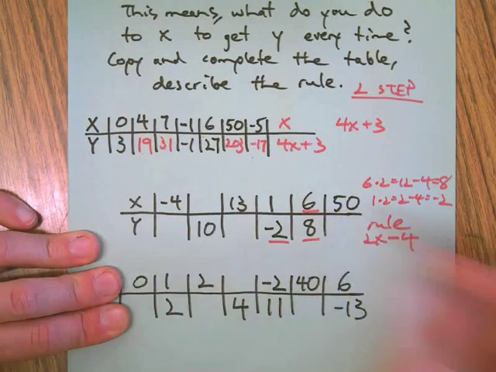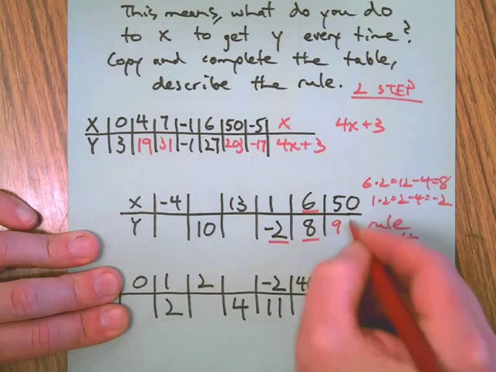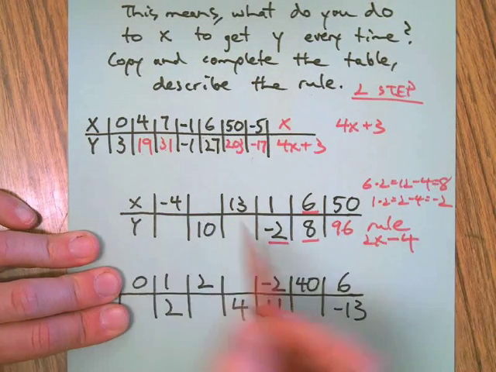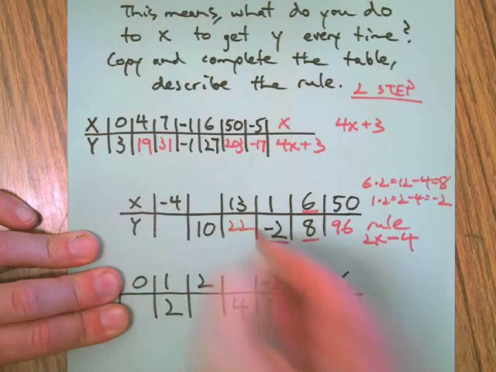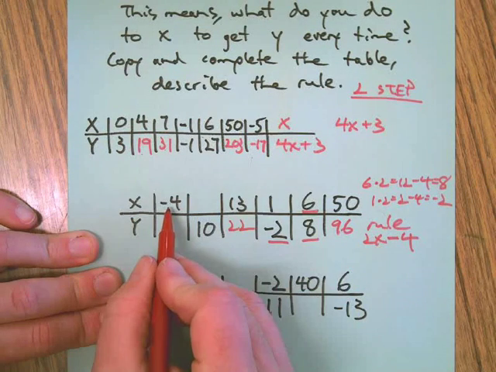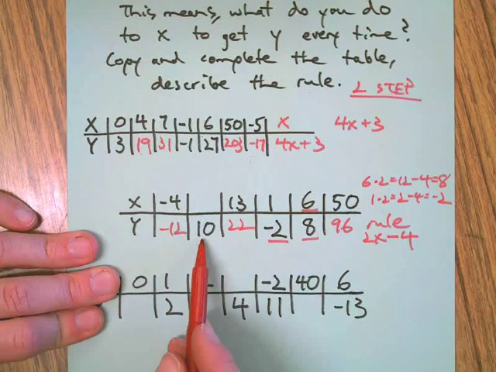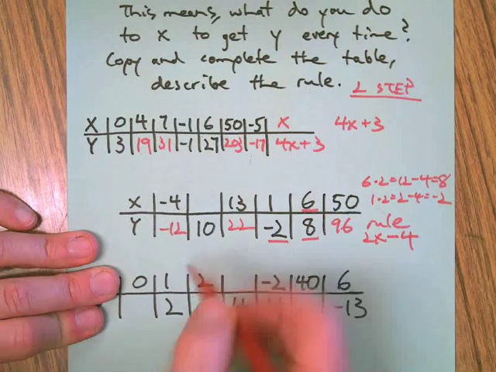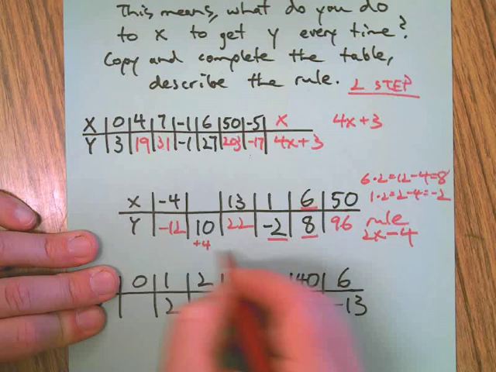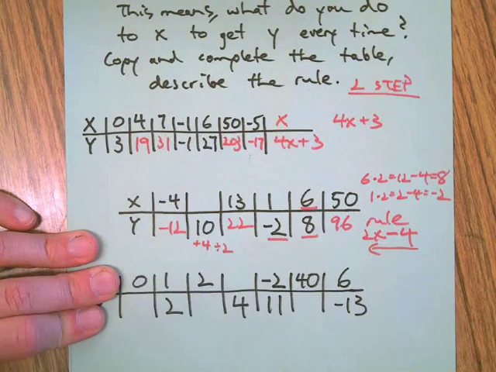50 times 2, 100 minus 4, 96. 13 times 2, 26 minus 4, 22. Negative 4 times 2, negative 8 minus 4, negative 12. This one we need to work backwards, which means I need to add 4 and then divide by 2. I need to do the opposite thing in the opposite order.